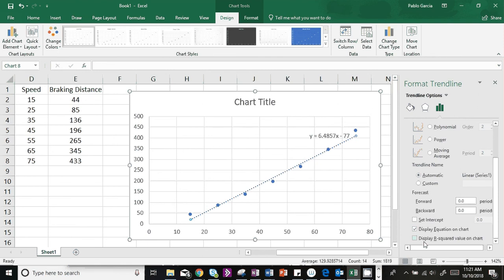And then I also want to display the r squared, the coefficient of determination. So I'm going to click on that. All right, and that's pretty much it. So now we're going to just interpret this data here.